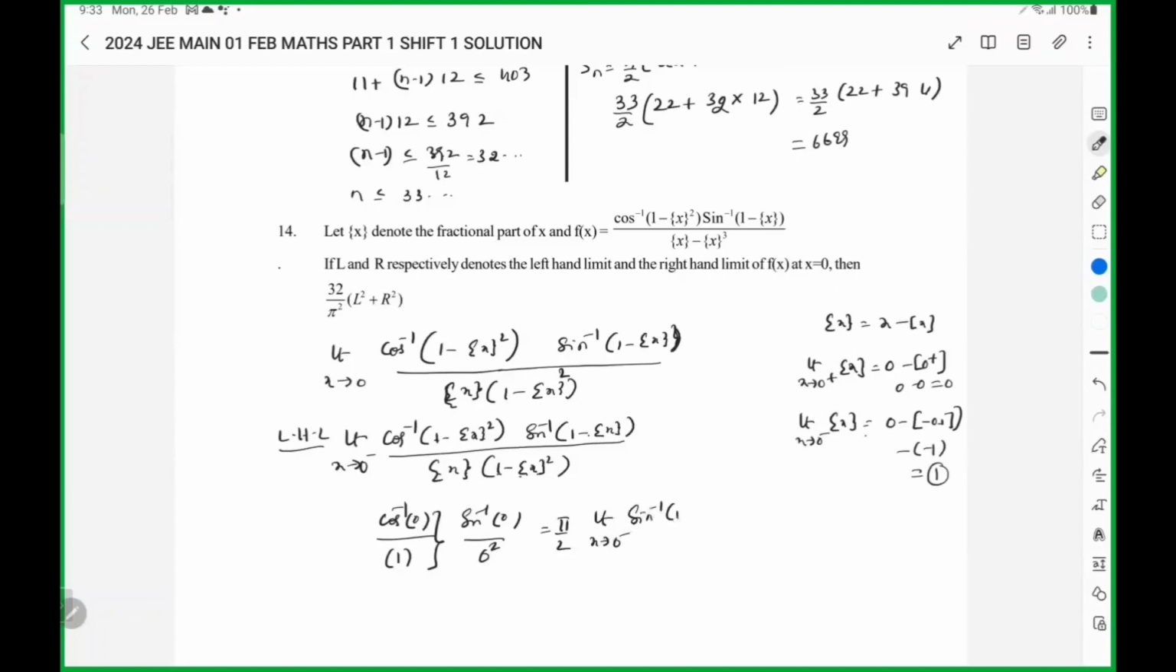So now sine inverse 1 minus fractional part of x by 1 minus fractional part of x into 1 plus fractional part of x. Here it is 1. That also you can take outside. Limit x tends to 0 minus of sine inverse 1 minus fractional part of x by 1 minus fractional part of x. Here it is of 0 by 0 format.